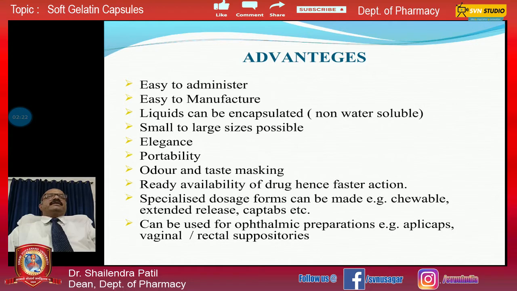The drug is readily available, hence faster action can be achieved. Specialized dosage forms like chewable, extended release, cap tabs, etc. can be prepared from these soft gelatins. They can be used for ophthalmic preparations also, like applicaps, and for vaginal or rectal suppositories.